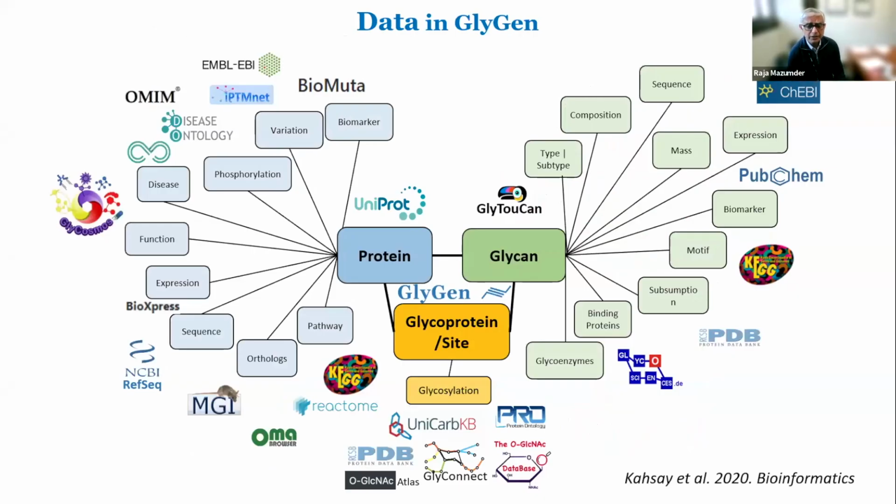So now, changing gears a little bit. This is from Dr. Kasei's paper from GlyGen. So we look at GlyGen in this frame or data model. We have protein, we have glycan, and we have a glycoprotein, which has a site, right? And then there's glycosylation that's happening. And from the protein, you can connect the protein to biomarkers, variation, phosphorylation, disease, and a whole variety of things. From the glycan, you can also connect it to a bunch of things. And when you connect everything, you can build knowledge graphs or do queries using SPARQL, for example, to query our database.